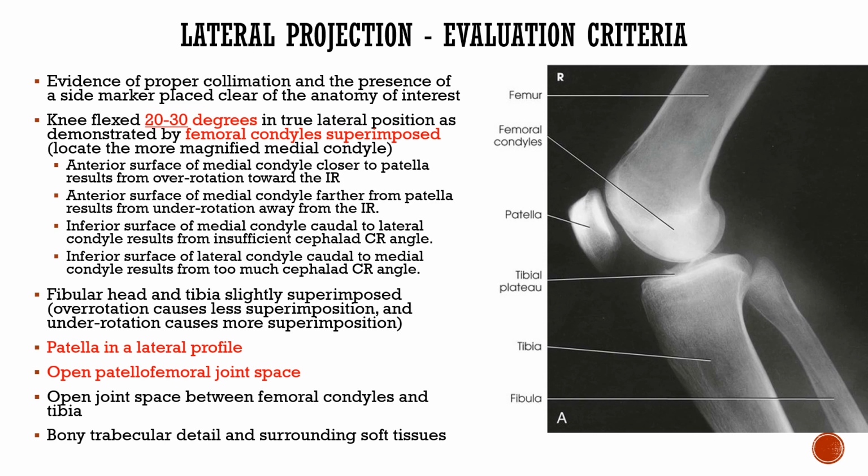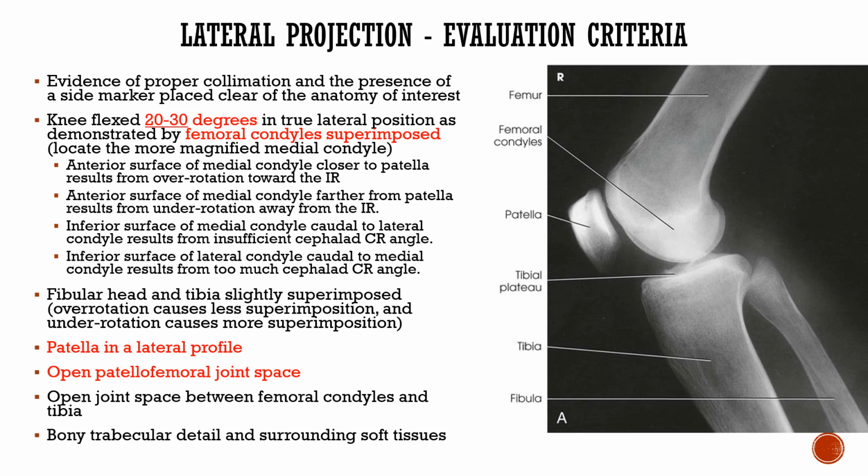Looking at our image, we want the knee flexed 20 to 30 degrees, and that's demonstrated by the femoral condyles being superimposed. There are some things that we need to know about rotation as well as the angulation of our tube. The anterior surface of the medial condyle will be closer to the patella if there is over-rotation toward the image receptor. If the medial condyle is away from the patella, then that means it was under-rotated.